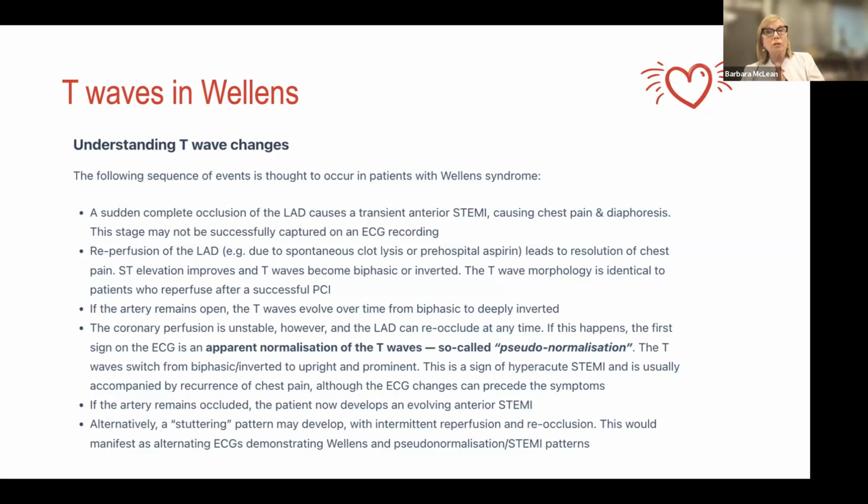So if I'm doing an EKG during your chest pain time, you might have ST segment elevation. Your T waves will shift from being inverted to being horizontal to being hyperacute. And that's called a stuttering pattern. And the thing about Wellens syndrome is it's an occlusion that doesn't necessarily stay. So you occlude, you reperfuse, you reocclude, you reperfuse, you reocclude, you reperfuse.